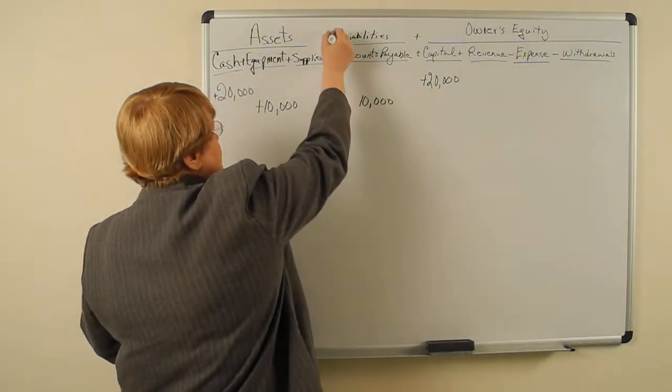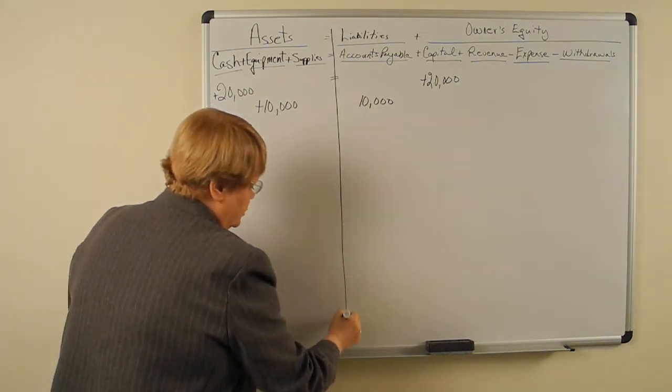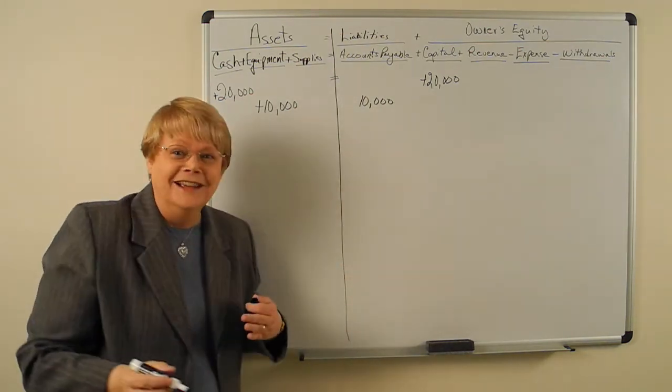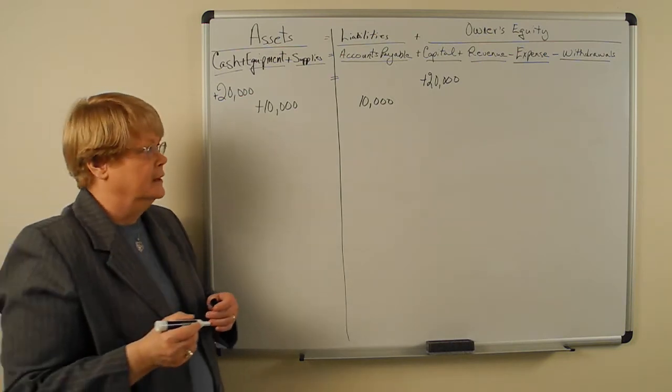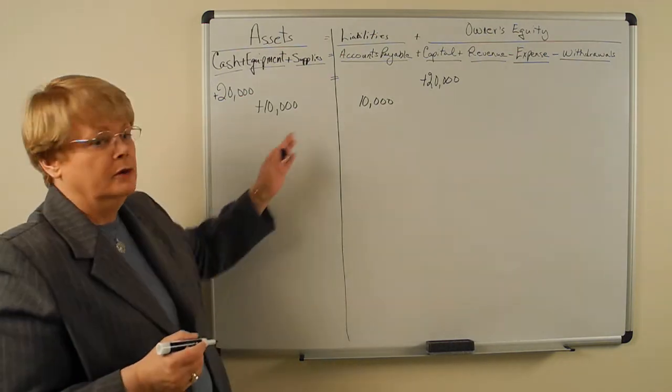Okay? I'm going to draw a line here. That way we can keep the two sides of the equation separate. Alright, we still have the accounting equation in balance.